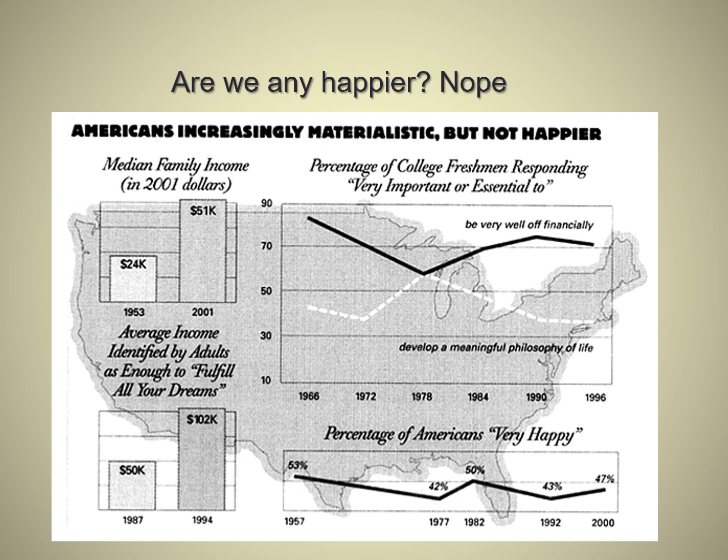On the top right, percentage of college freshmen, why they're going to college, either to be well off financially or to develop a meaningful philosophy of life. We'll look at that in just a sec. And on the bottom, percentage of Americans very happy from 1957 to 2000. Income has gone up, as I'll show you. As you can see from this graph, happiness has not. It's even declined slightly. So what the hell is going on?